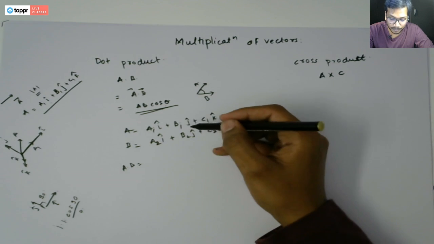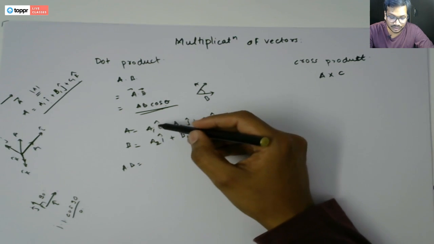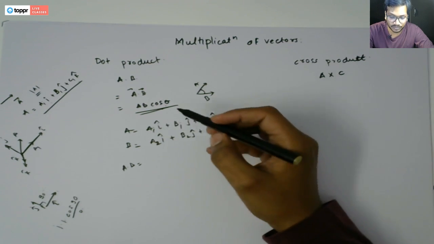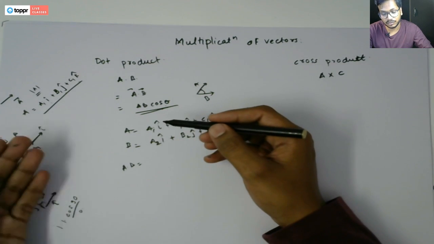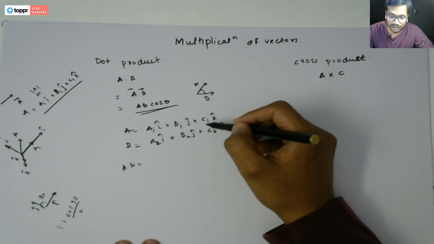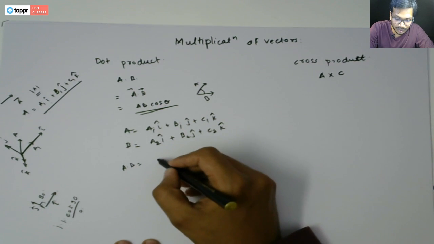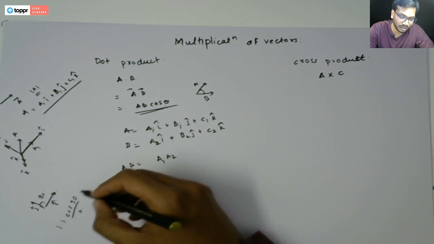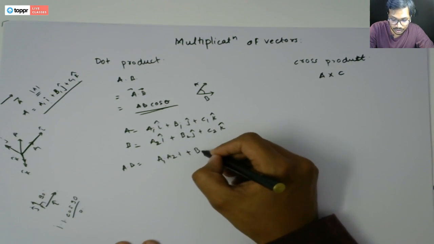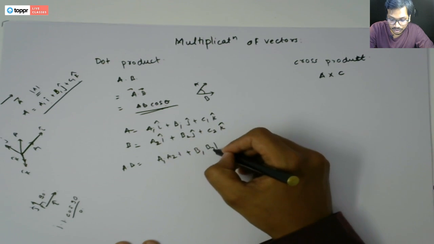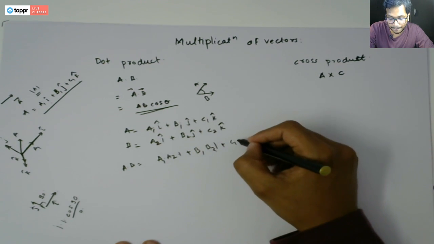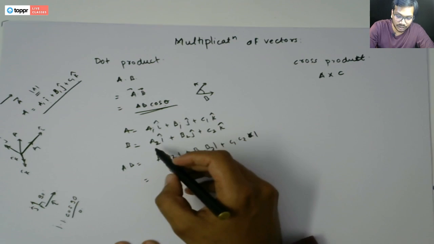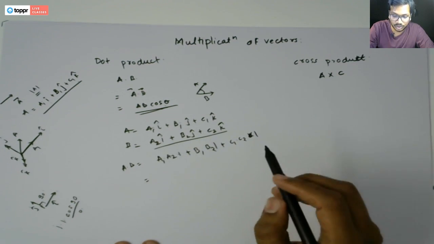So what happens is when you multiply unlike unit vectors like i into j, i into k, or j into k, when you do that, it turns out to be 0. So when we are doing a dot product, we just multiply similar unit vectors. So this would become a1 into a2, and i cap into i cap would be 1, plus b1 into b2, j cap into j cap would be 1, plus c1 into c2, k cap into k cap would be 1. So if a vector is given in this form, this is how you do a dot product.